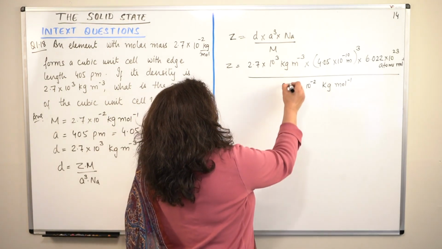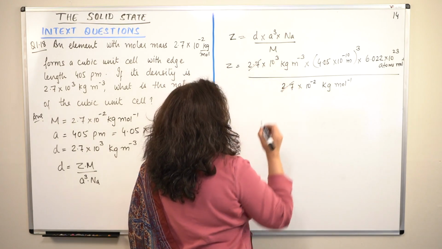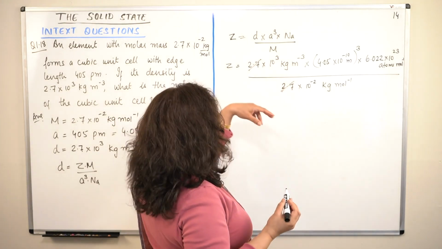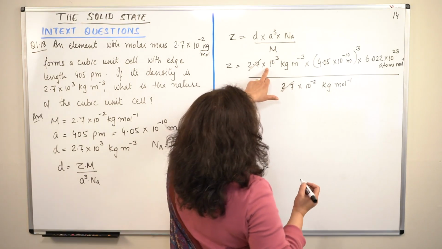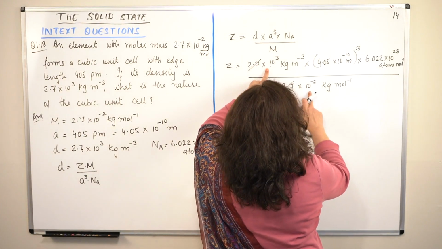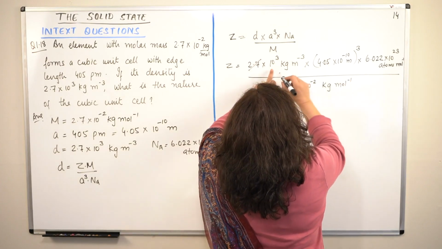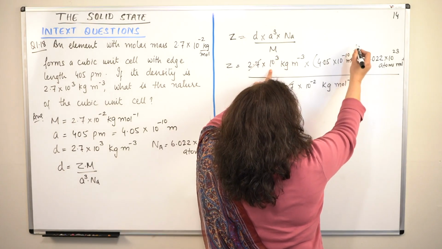Now 2.7 and 2.7 get cancelled. The marker needs a change again. Since I'm taking fewer classes, the markers hardly work now. So 10 to the power 3 here, you have 10 to the power 3 and 10 to the power minus 2. Alright, 10 to the power 3, here you have 10 to the power minus 30.